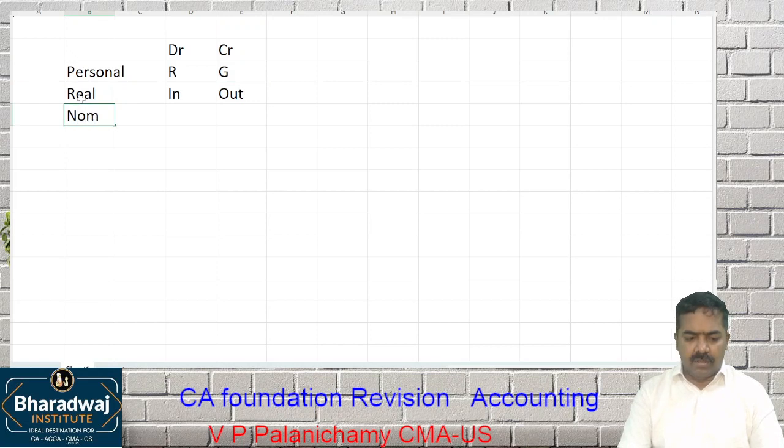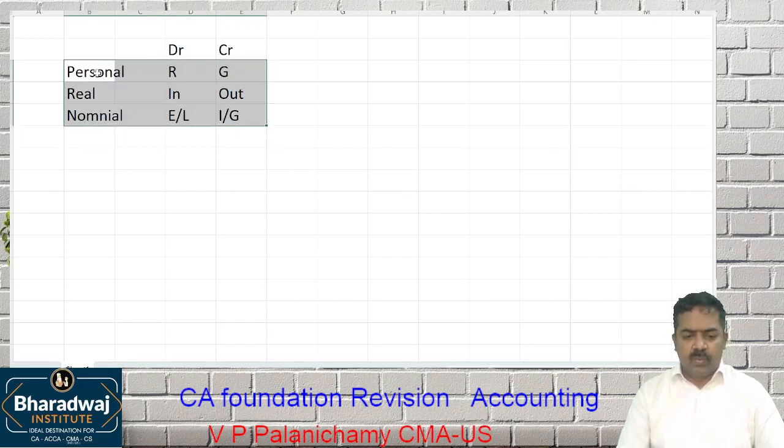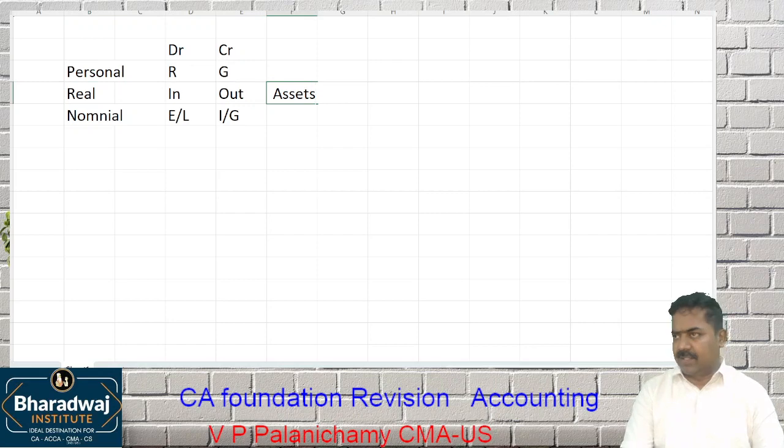And nominal accounts, clear, expenses and which one? Losses we debit, incomes and gains we credit. Okay. Real accounts are nothing but assets, which will be recorded in the balance sheet. Personal accounts, amount payable and amount receivable: if it is amount payable, it will be a liability. If it is amount receivable, it is an asset.